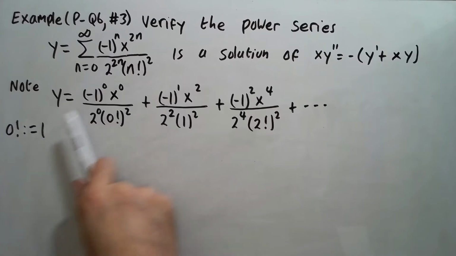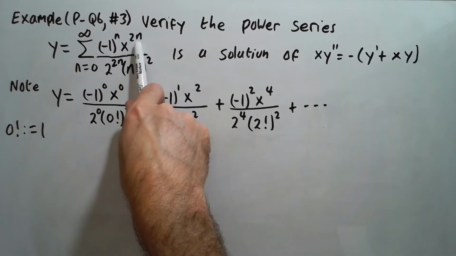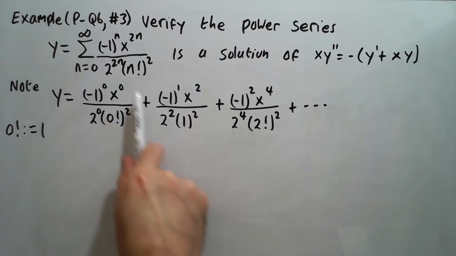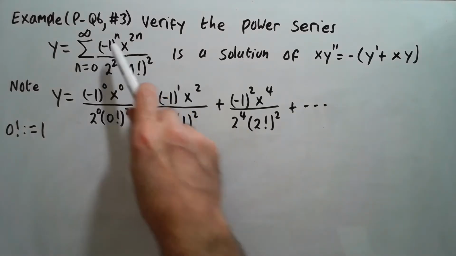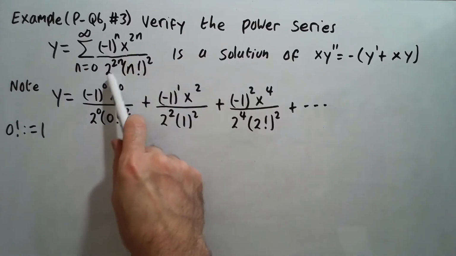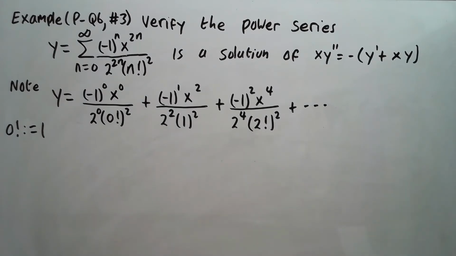And then when n is 1, putting 1 in place of n, it'd be negative 1 to the n. Putting 1 in place of n here, it'll be x squared. Putting 1 in place of n here, it'll be 2 squared. Then it'll be 1 factorial squared. Well, 1 factorial is just 1. Okay, then putting 2 in place of n, you'd have negative 1 squared. Then x to the 2 times 2, so it'll be x to the 4. Then putting 2 here, it'll be 2 to the 4, and 2 factorial squared. And it'll keep going like this.